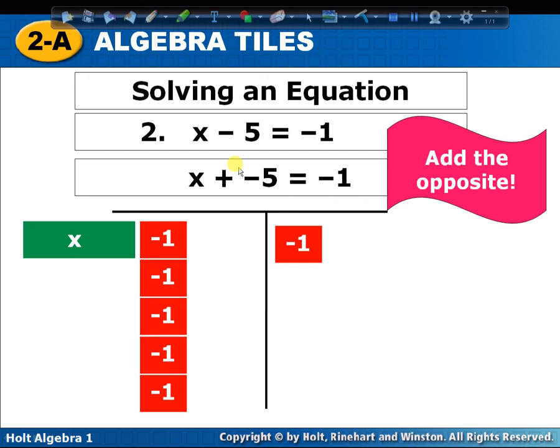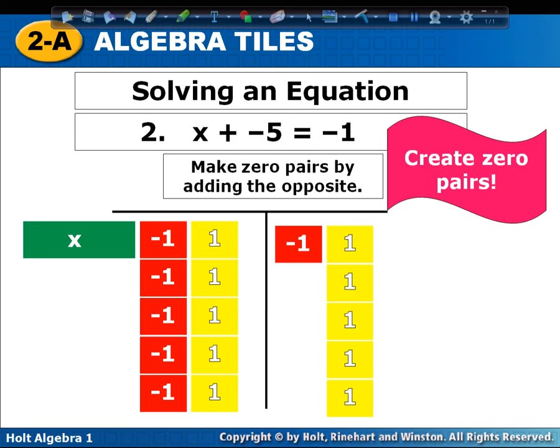Also, it says adding the opposite there at the top. Anytime you see a minus sign, you can change that to plus and negative. So instead of minus 5, we're going to look at that as plus negative 5 so that we know that we're going to have 5 negative unit pieces instead of 5 positive unit pieces. So again, we want to get that x by itself, and we have 5 negative unit pieces attached to it. So to get rid of 5 negative unit pieces, we're going to put in 5 positive unit pieces.